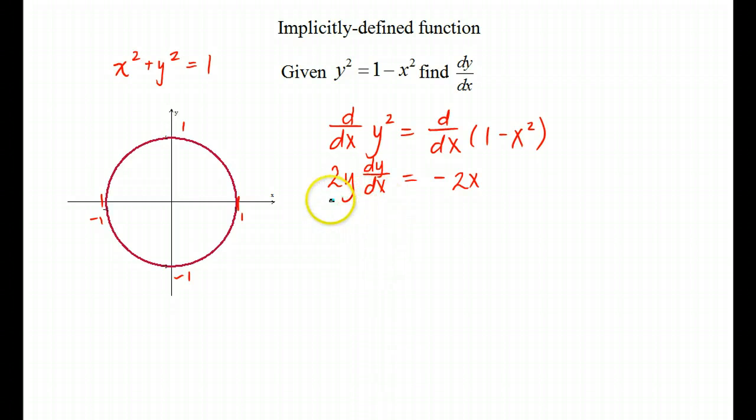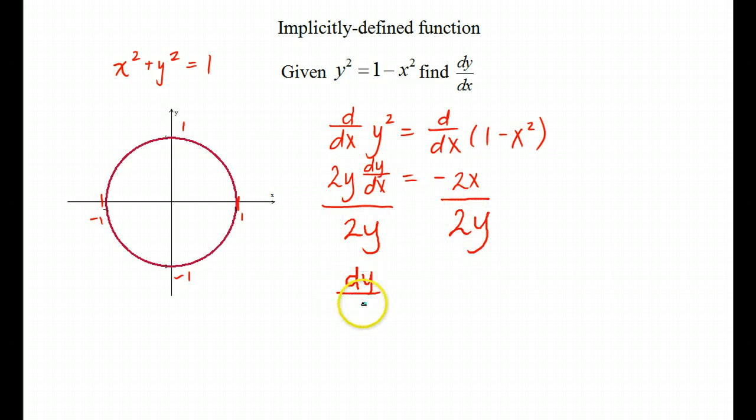And now I'm solving for dy dx, so I can divide both sides here by 2y. And I will only be left with the dy dx on the left, which is great, that's what I'm solving for. And on the right, the 2's will cancel, and I'll have negative x divided by y as my derivative of the y with respect to x.